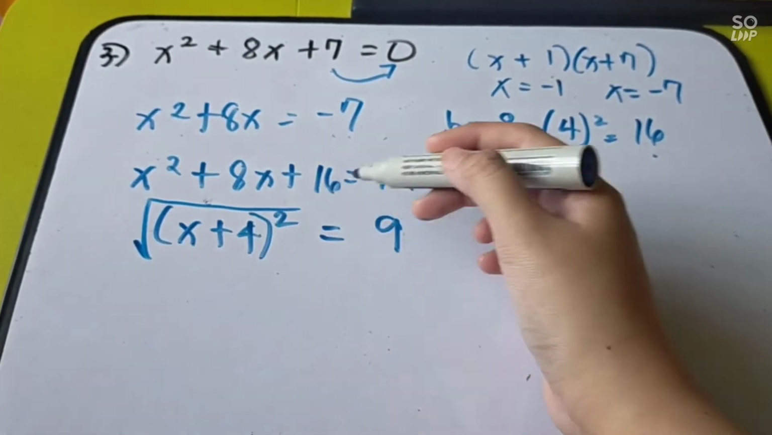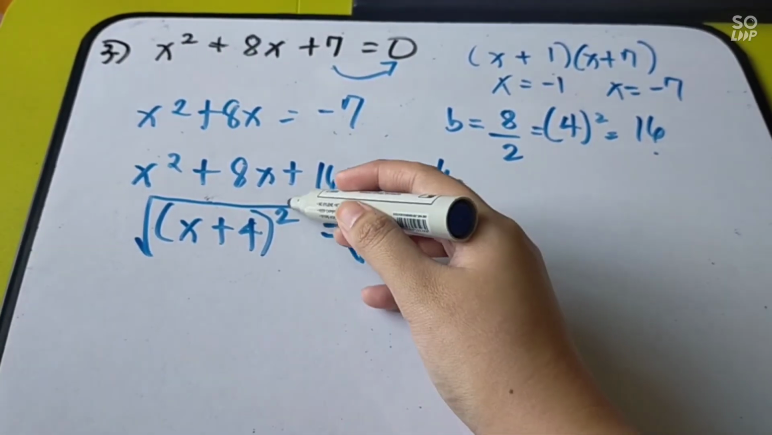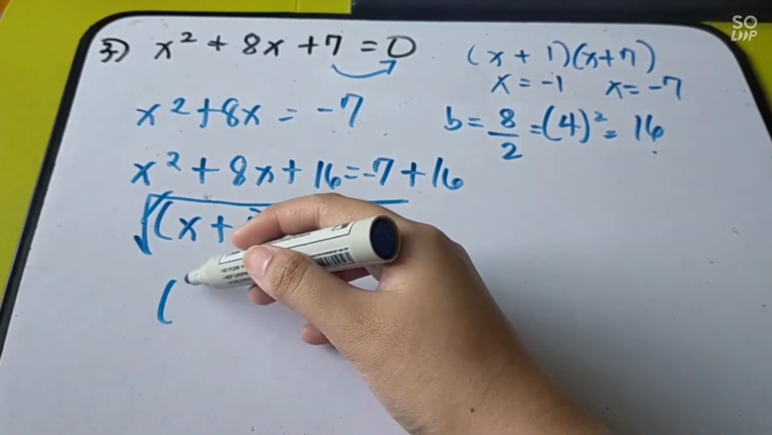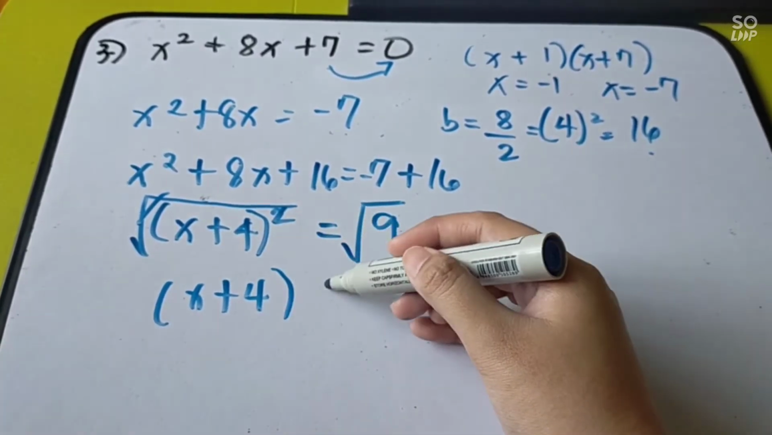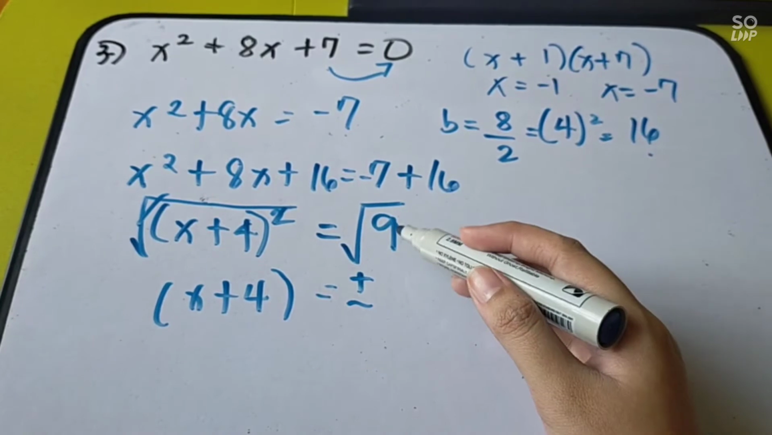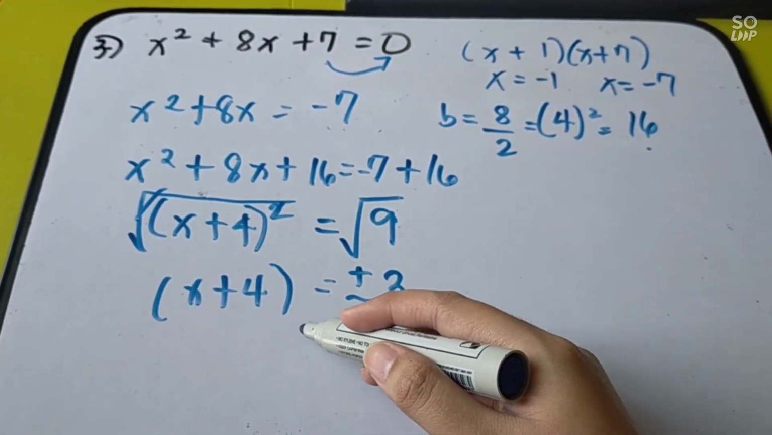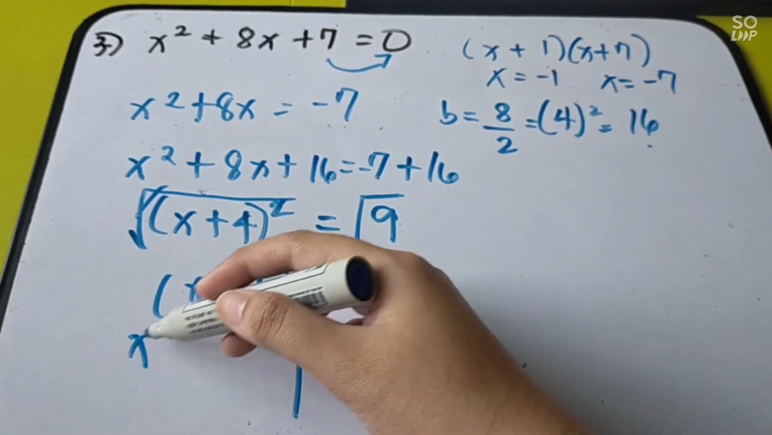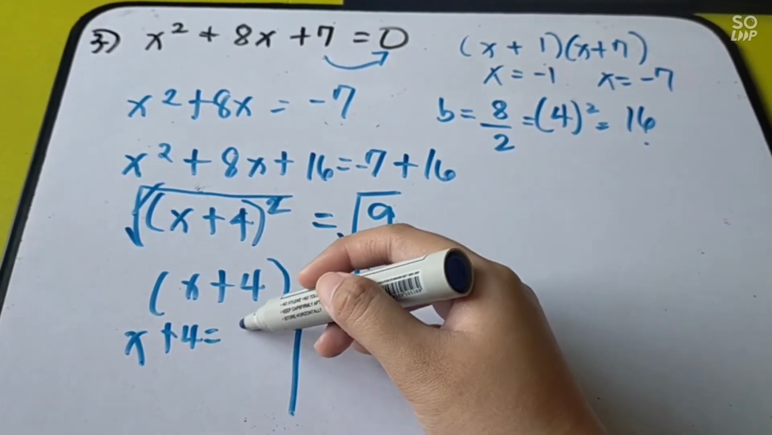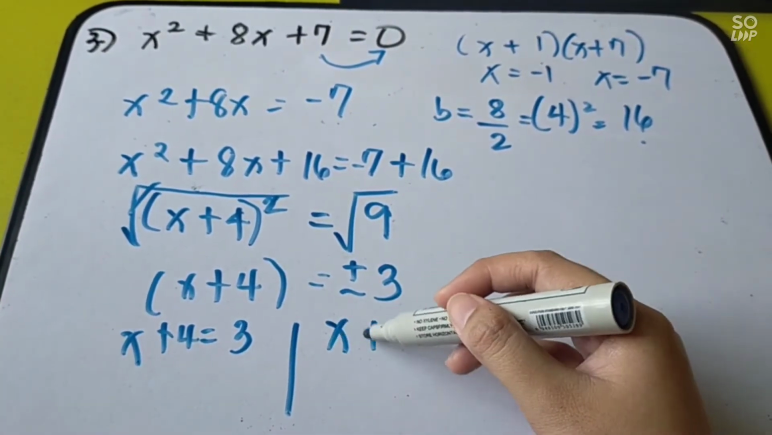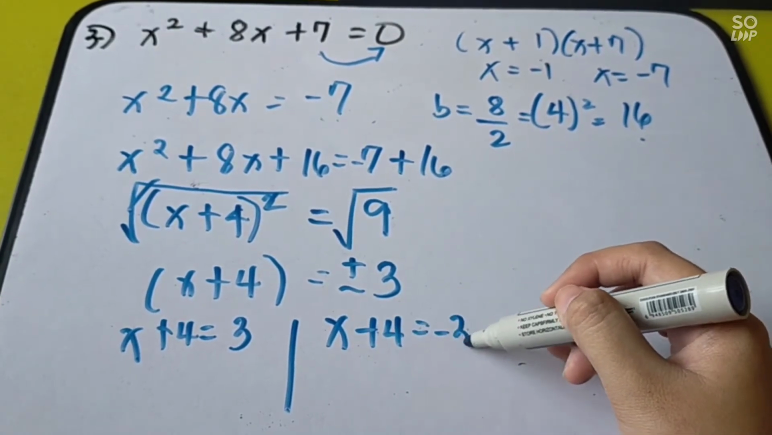Afterwards, square root mo siya. Square root both sides. So, cancelled out. So, you have here x plus 4 is equal to positive and negative square root ni 9, we have here 3. So, dyan, paghiwalay na natin yung positive and negative. So, x plus 4 is equal to positive 3. X plus 4 is equals to negative 3.